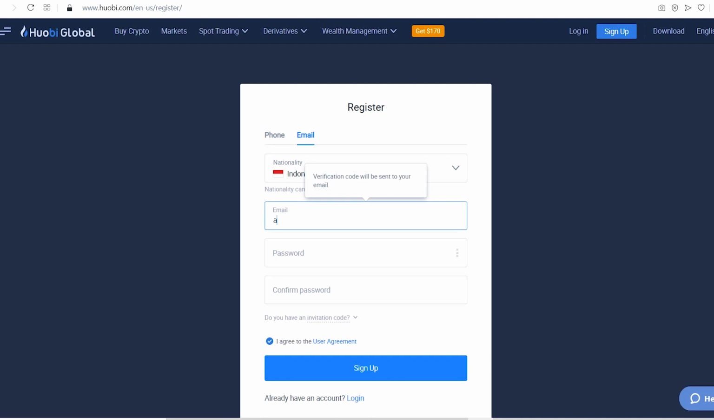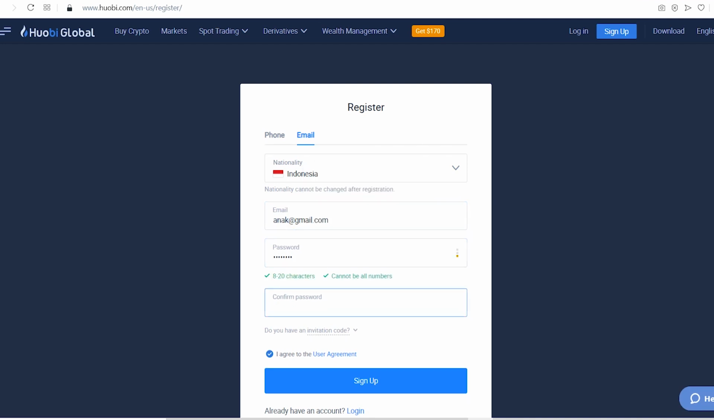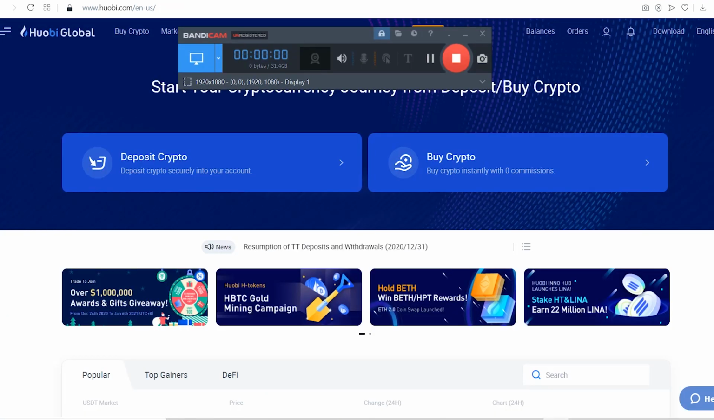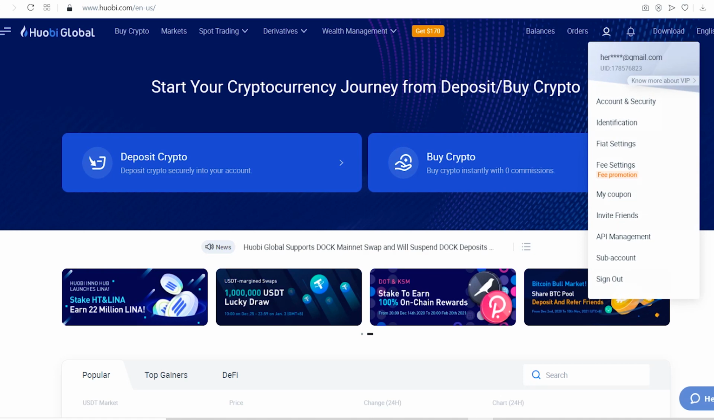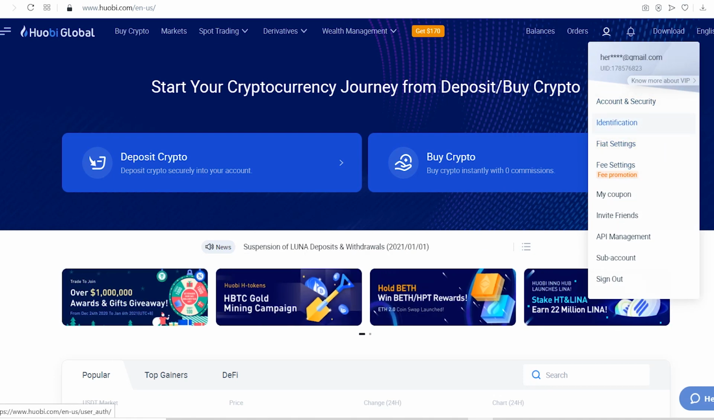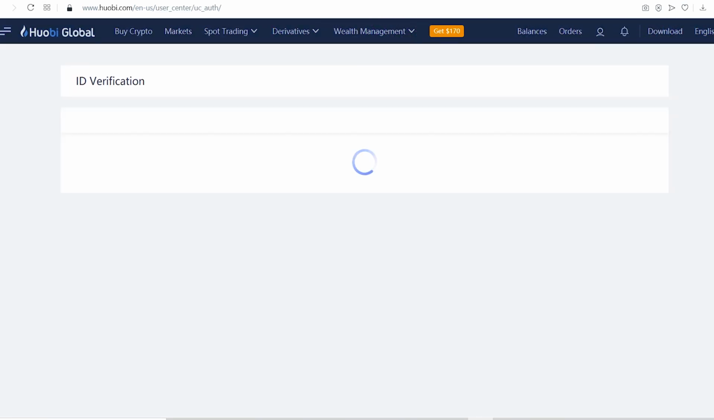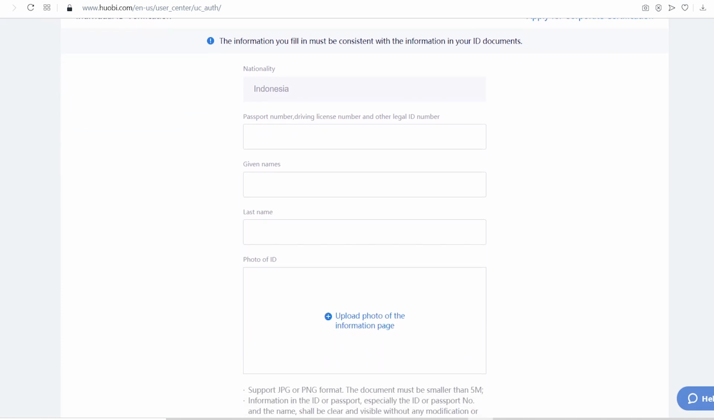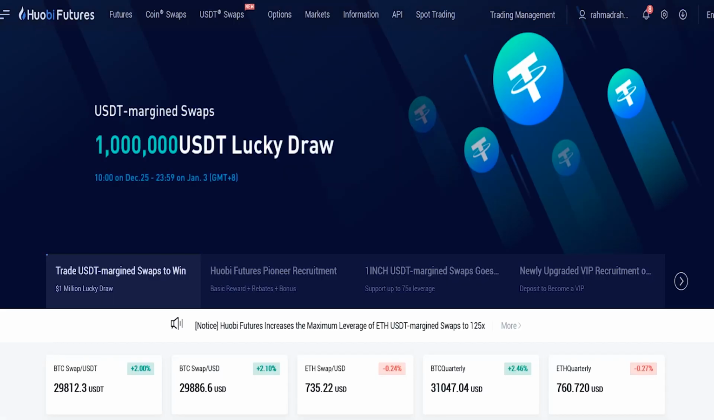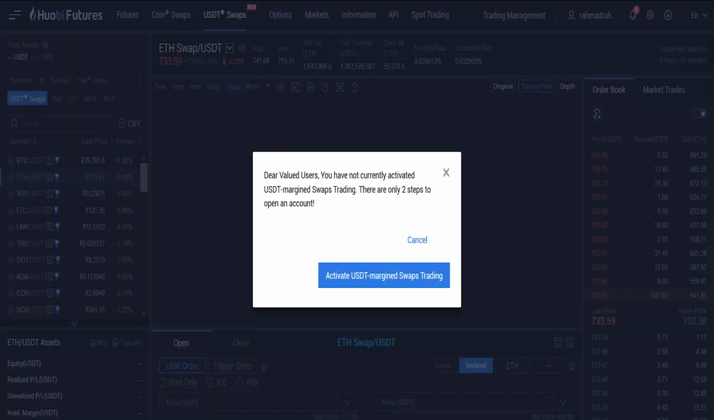Enter your details on the resulting page, including email or phone number, nationality, name, and password. Agree to the user agreement. Click Sign Up. Once signed up, you will have to complete the ID verification requiring you to input your names, a government-issued passport, driving license, or ID number, and upload a picture of it. Then visit futures.huobi.fm and click USDT margin swaps.